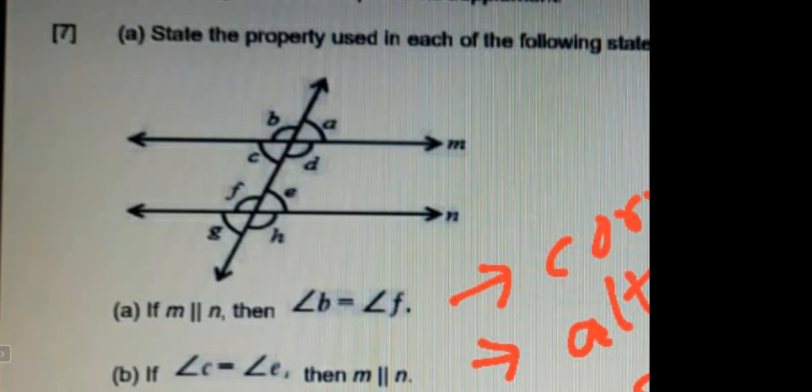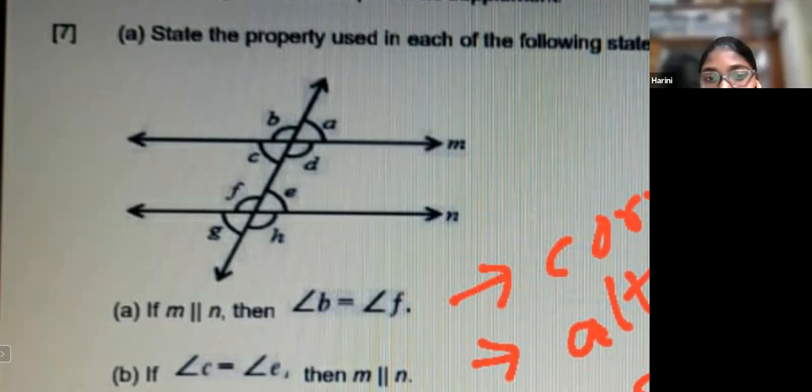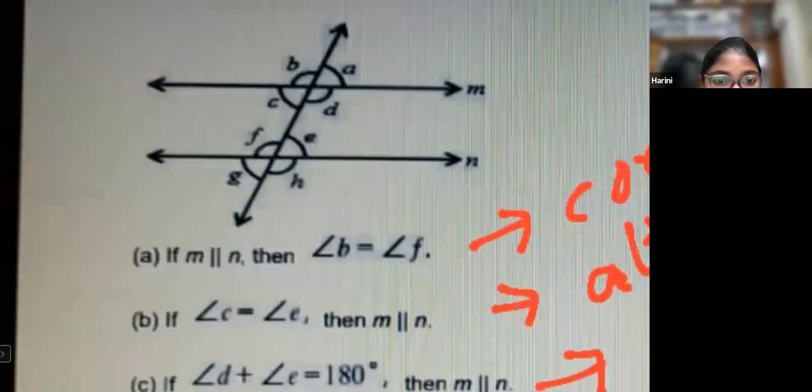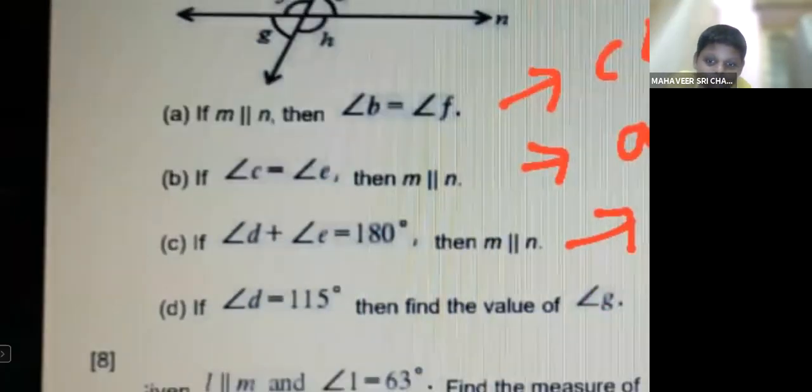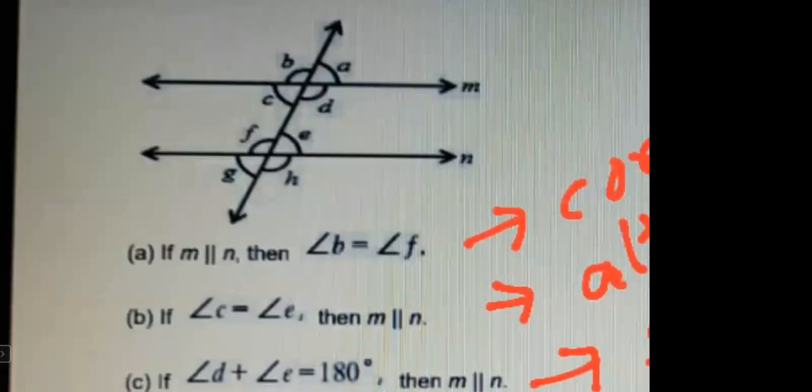Very good. Same side. Why? Because D and E are on the same side of the interior. Co-interior angles are supplementary. Angle D equals 115. Then find angle G. D is given, children, 115. You need to find the G value.